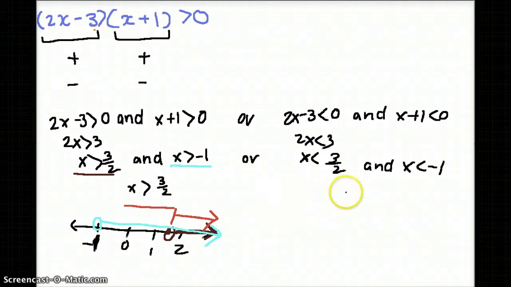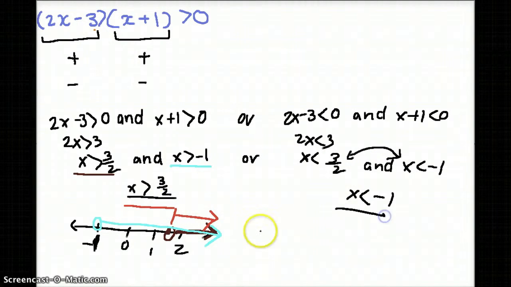And similarly on this side, when we say x is less than 3/2 and x is less than −1, we can just say x is less than −1, because as long as a number is less than −1, it'll satisfy both of these inequalities. So we end up with this and this. We can write that as x is less than −1, or x is greater than 3/2. Sorry, I switched the order, but yeah. So we can say this is this or this.